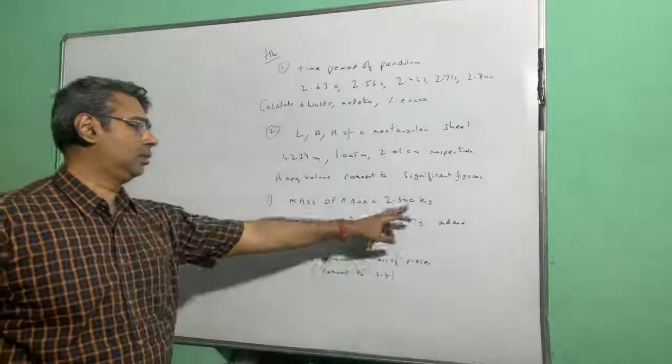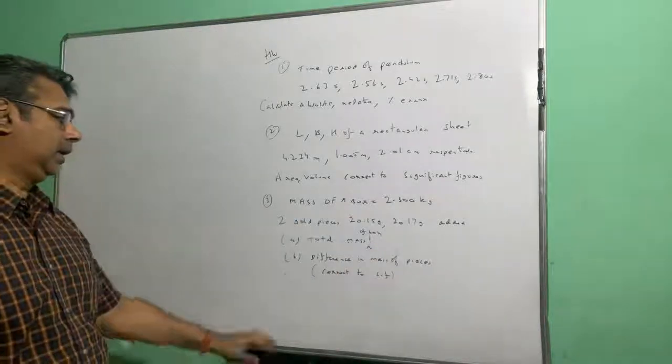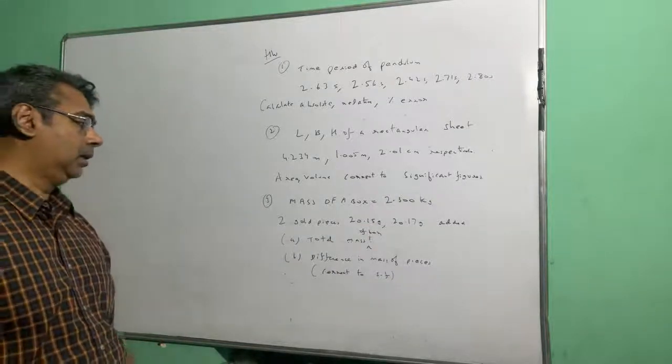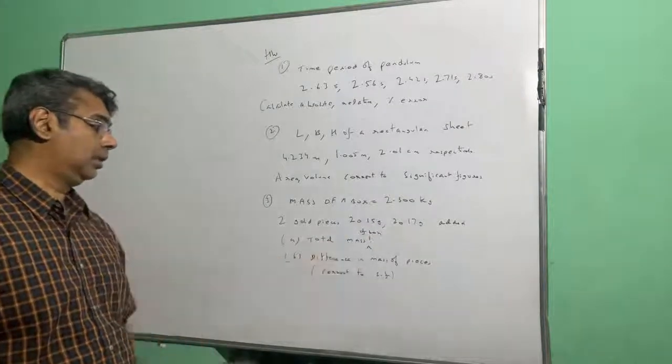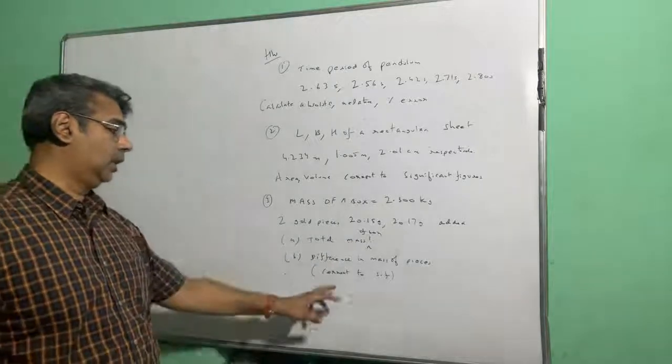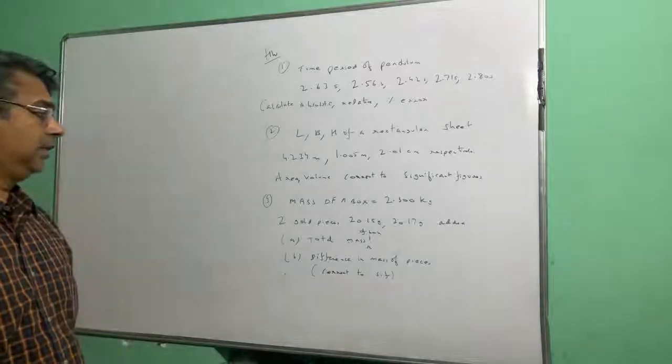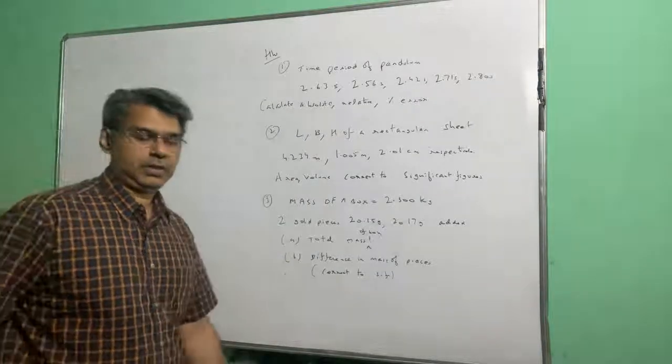Mass of a box is 2.300 kg. There are two gold pieces, 20.15 gram and 20.17 gram, added. The first question is what is the total mass of the box? The second question is what is the difference in mass of the pieces? Correct to significant figures. So these are the three homework questions.